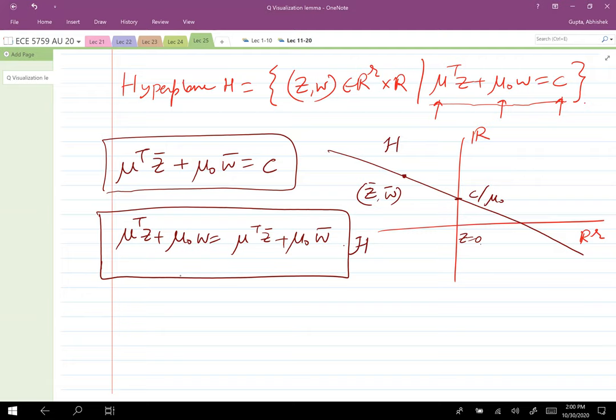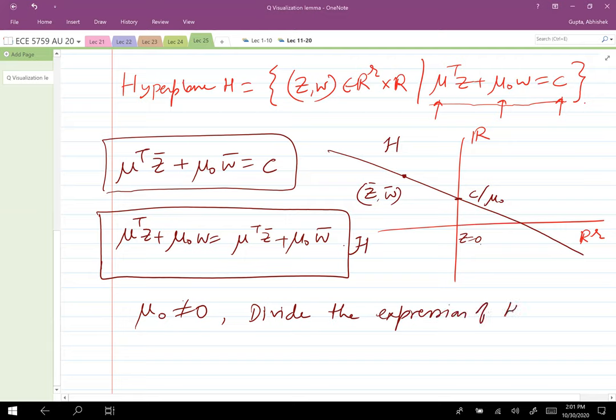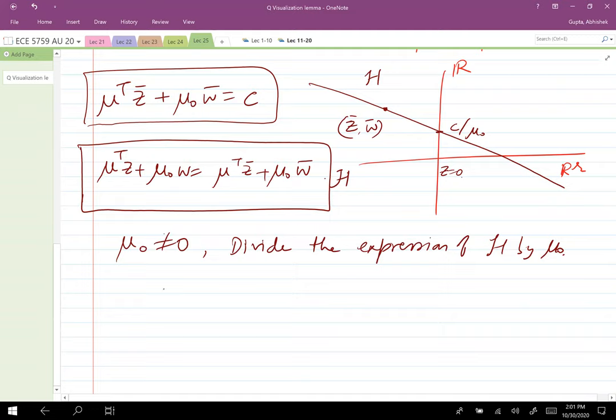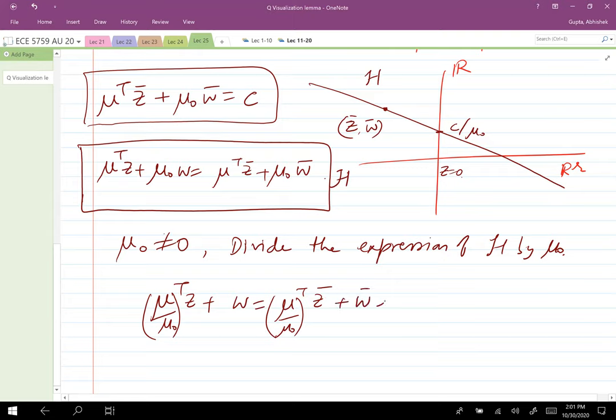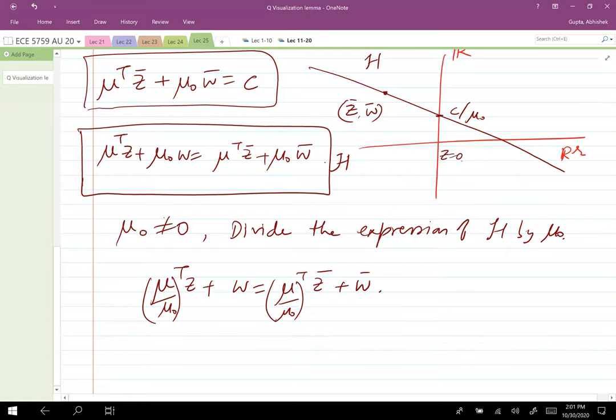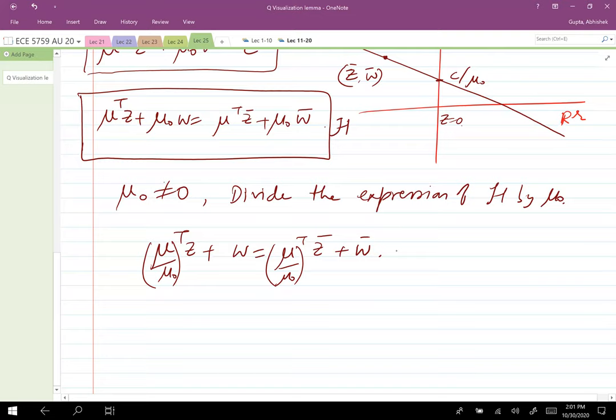Okay. Now, assuming that mu naught is not equal to zero, you can divide the entire expression for the hyperplane H by mu naught, and we can get the usual expression. So this is, of course, mu over mu naught transpose Z plus W equals mu over mu naught transpose Z bar plus W bar. Okay. Such a hyperplane is known as a non-vertical hyperplane.